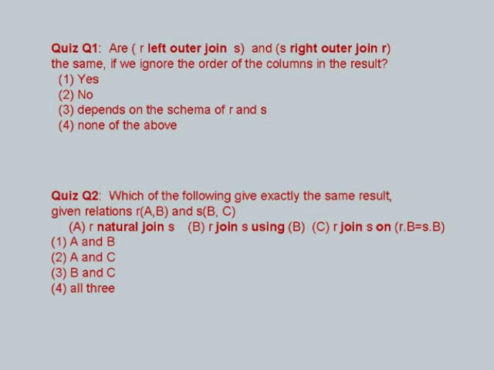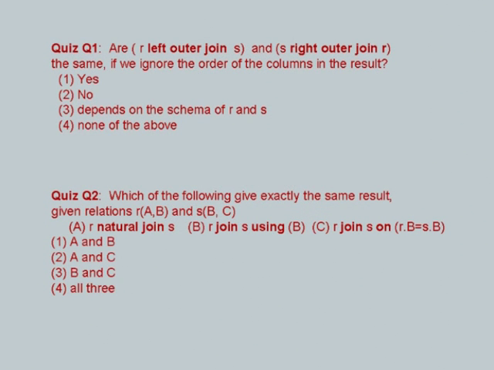Now I have a couple of simple quiz questions. Don't answer the questions yet. As I told you earlier today, please press the ST keys right away. And once I tell you to answer the question, make sure you don't press the ST key. First question is: R left outer join S and S right outer join R, are they the same if we ignore the order of the columns in the result? That is question 1. And the answers are yes, no, depends, and none of the above.